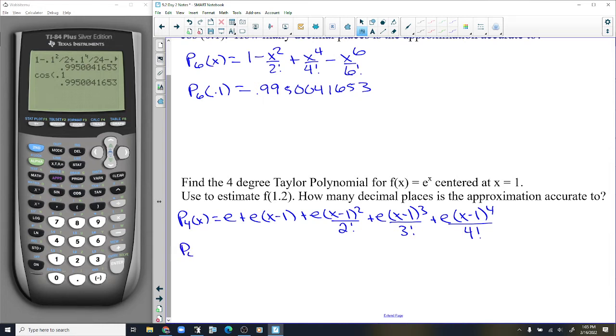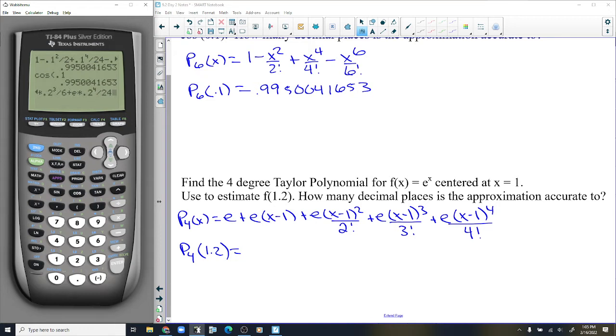All right, so p sub 4 of 1.2. The good news is all of those subtractions will result in just a value of 0.2. Now there is an e button on your calculator. It's the second function of divide. So that makes it go a little quicker. You don't have to put e to the first every time. And that's going to be e times 0.2 when we do the subtraction, plus e times 0.2 squared divided by 2, plus e times 0.2 to the 3rd divided by 6, plus e times 0.2 to the 4th divided by 24.